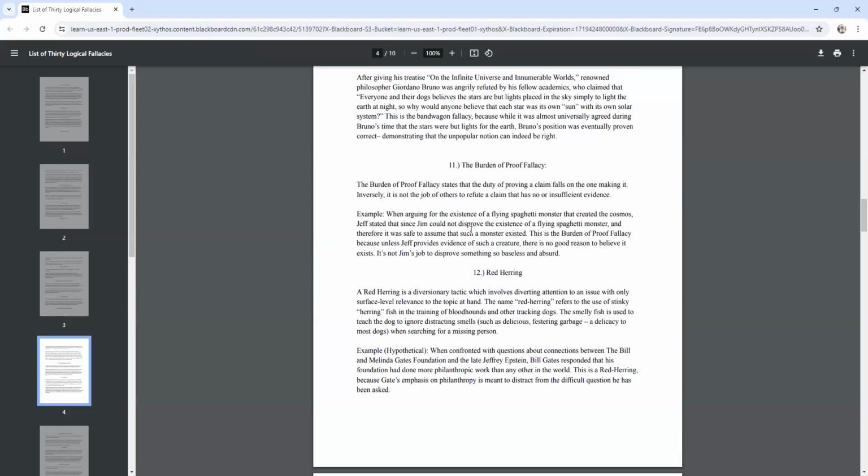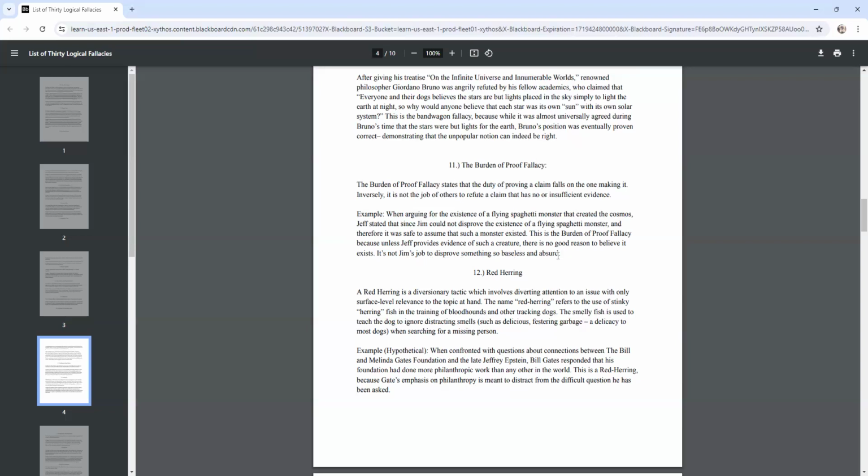When arguing for the existence of a flying spaghetti monster that created the cosmos, Jeff stated that since Jim could not disprove the existence of a flying spaghetti monster, it was therefore safe to assume that such a monster existed. This is the burden of proof fallacy because unless Jeff provides evidence of such a creature, there is no good reason to believe it exists. It is not Jim's job to disprove something so baseless and absurd.